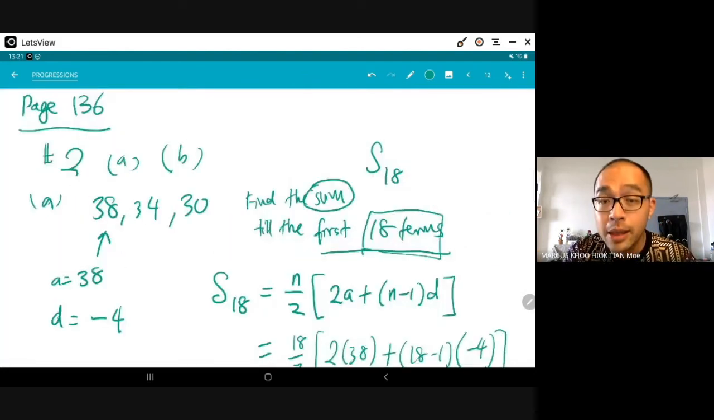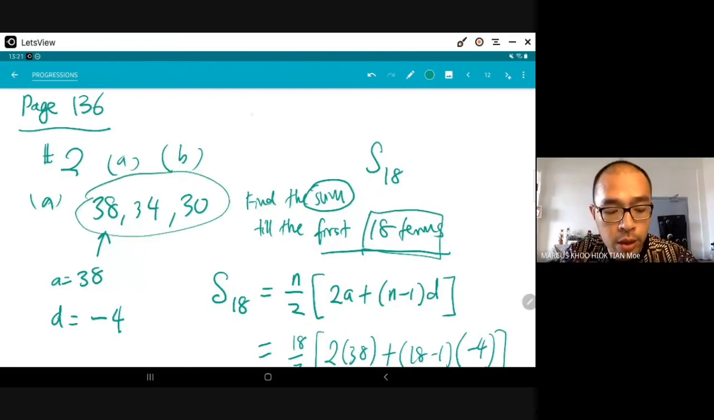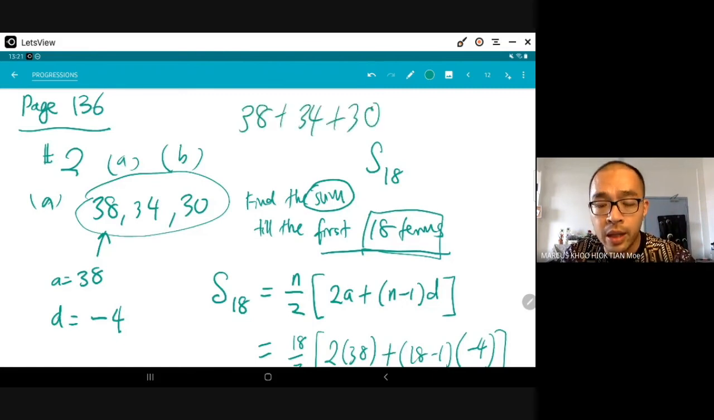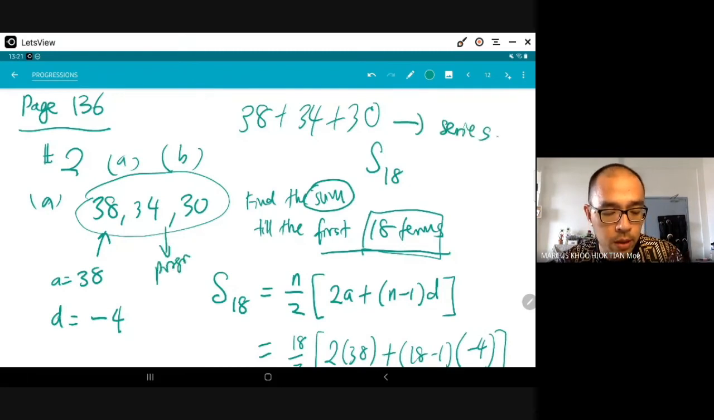Okay, cuma dia you have to understand the question. Sometimes they will give you progression. Dia tidak guna comma. Dia guna 38 plus 34 plus 30. Okay, now in mathematics we call this a series and we call this a progression. Okay, but for now let's just keep it at progression first lah. Cuma saya mau perkenalkan kamu kepada series.